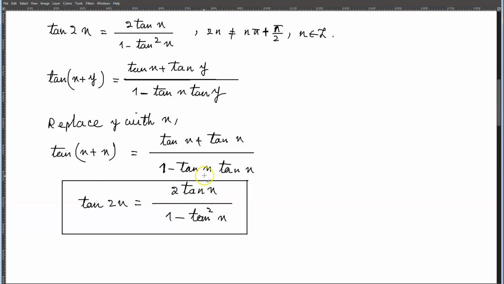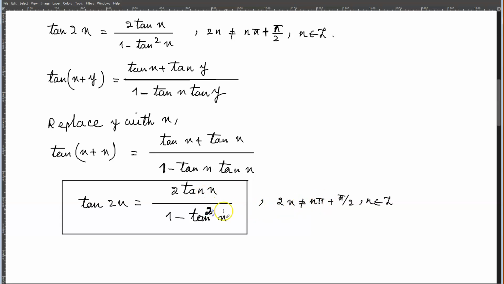2 times tan x over 1 minus tan squared x, and here we need to make the distinction that 2x is not supposed to be equal to n pi plus pi by 2, where n belongs to the set of integers. And of course, x has to have the same condition, but if 2x is not equal to the odd multiples of pi by 2, then if you work through this condition, you will conclude that x is also not equal to the odd multiples of pi by 2.